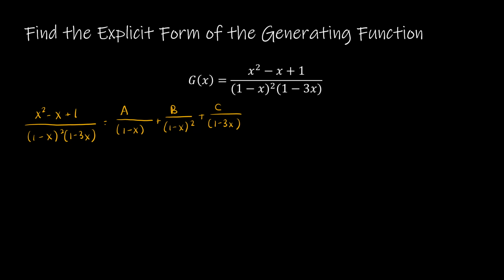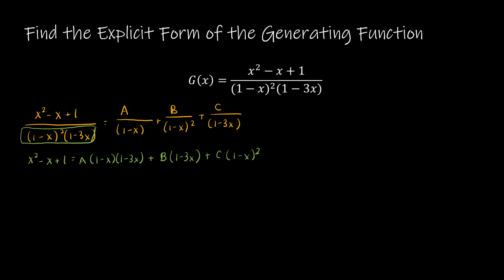We should be getting really good at this point. We're going to multiply everything by this value. That's going to give me x squared minus x plus 1 on the left. A will be multiplied by 1 minus x, 1 minus 3x, because one of the instances of 1 minus x cancels. B will cancel with both of the 1 minus x's, which leaves me with 1 minus 3x. And C will cancel with just the 1 minus 3x, so I'm going to have C times 1 minus x quantity squared.